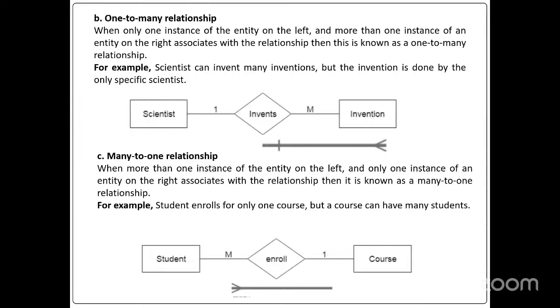Like you take your branch now, second year, you can enroll for 6 subjects. Yes or no? You are not restricted to take only one subject, right? You are allowed to take 6 subjects. So, students enroll in courses.